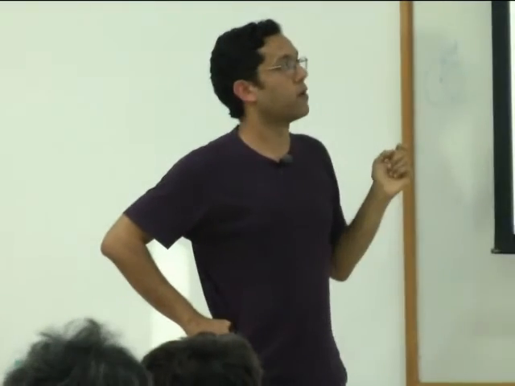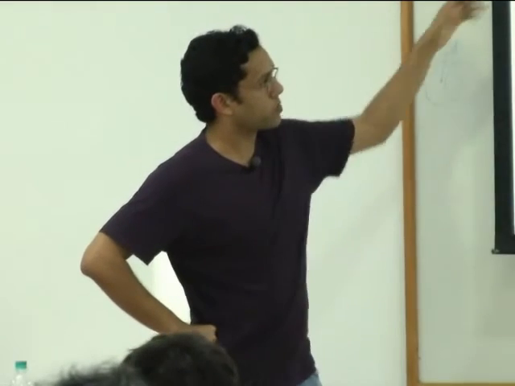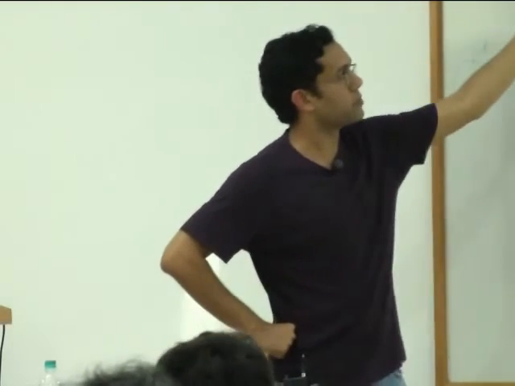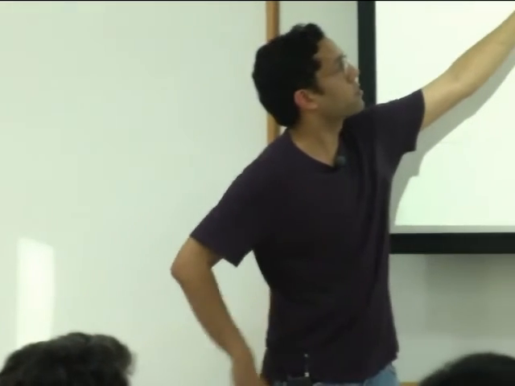Assuming that S of j is fixed. S of j is the number of successes of the first arm in its j trials. Okay, so let me explain that in this picture. So these are time steps, and the jth trial of the first arm happened here.